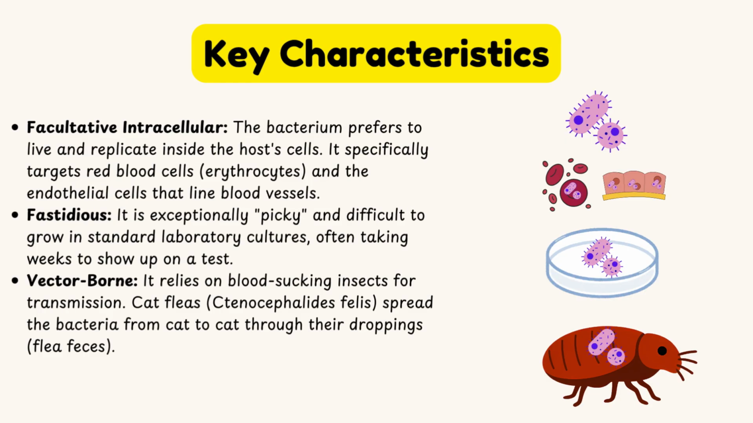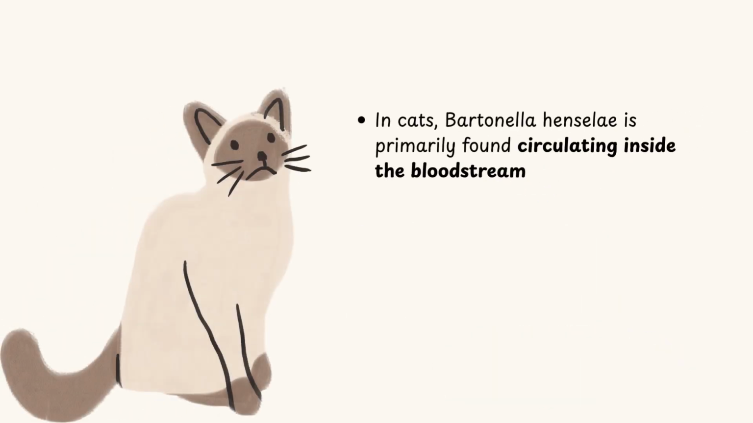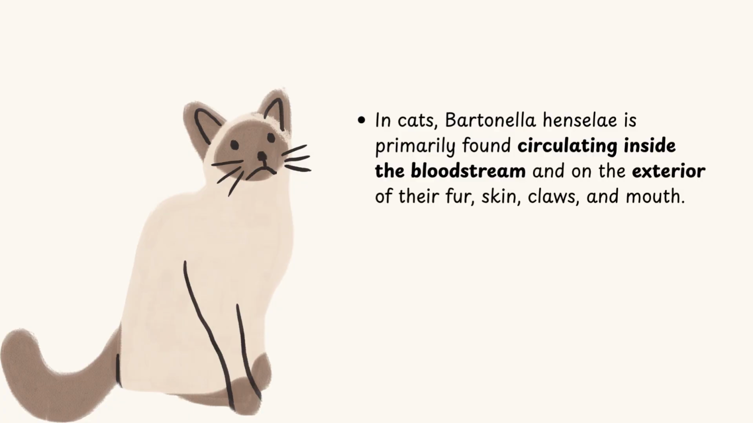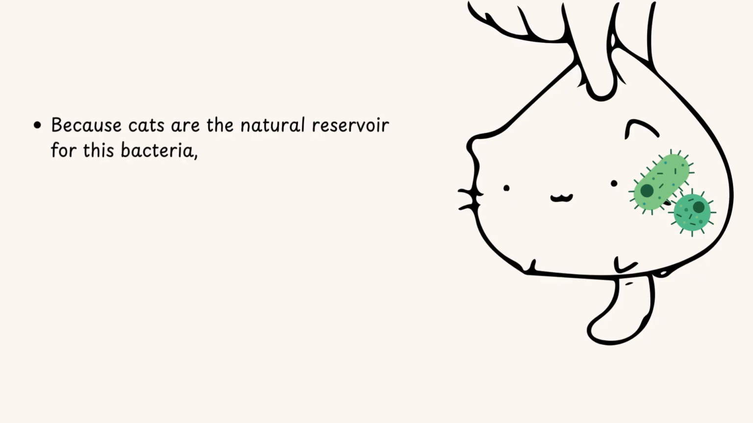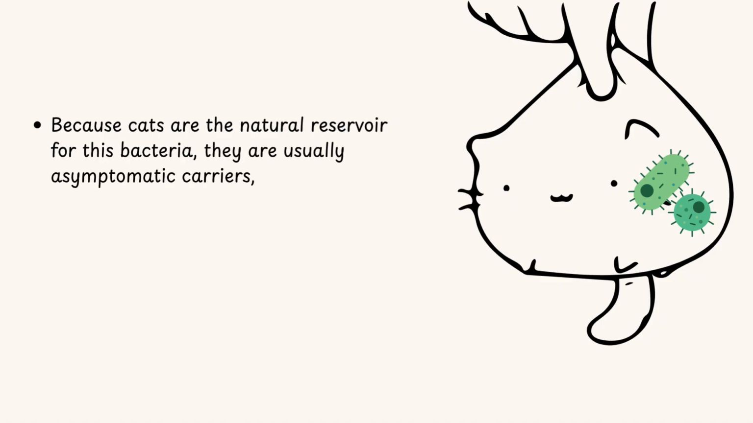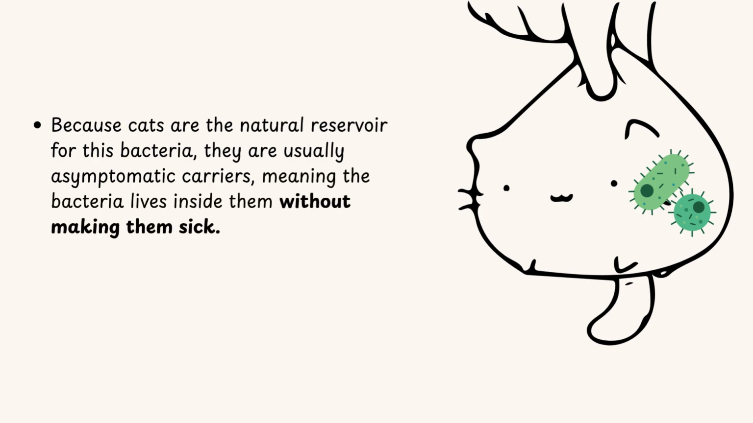Cat fleas spread the bacteria from cat to cat through their droppings, flea feces. In cats, Bartonella henselae is primarily found circulating inside the bloodstream and on the exterior of their fur, skin, claws, and mouth. Because cats are the natural reservoir for this bacteria, they are usually asymptomatic carriers, meaning the bacteria lives inside them without making them sick.